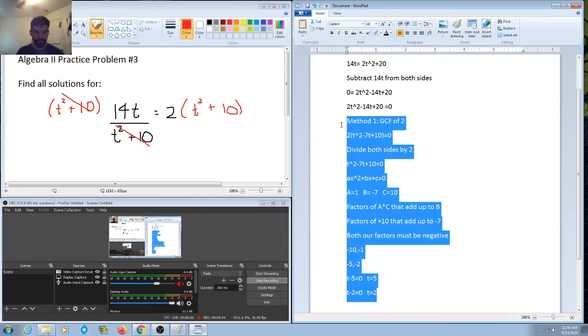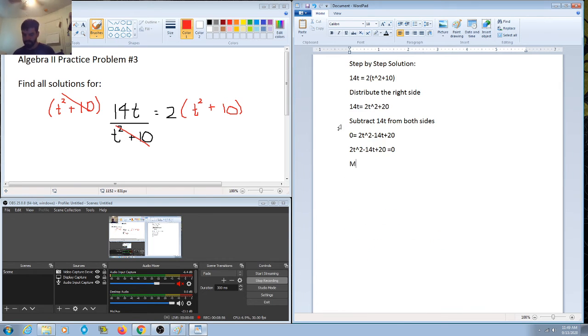Now let's go ahead and go to method 2 here. This is going to be factoring by grouping. So in this case, I'm not going to factor out that 2. I'm just going to find the factors of a times c that add up to b. So I want the factors of 2 times 20 that add up to negative 14.